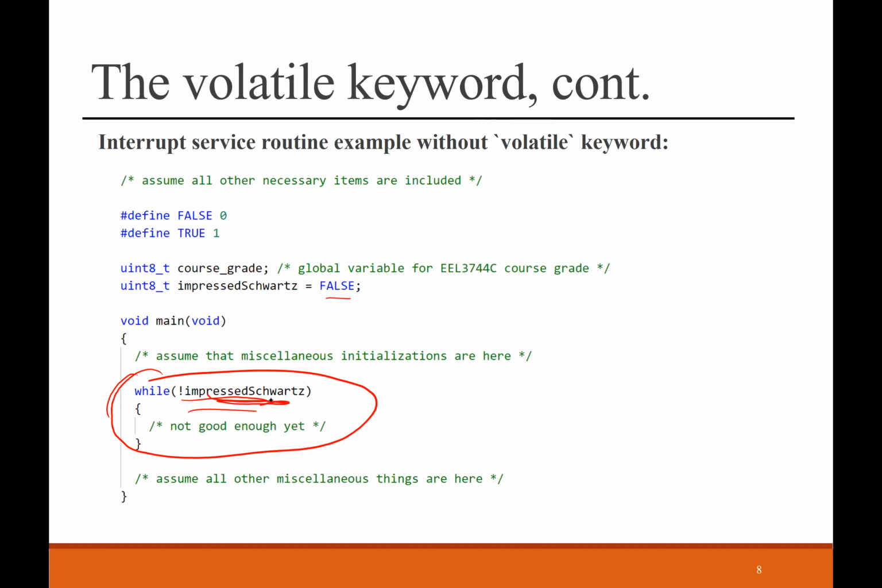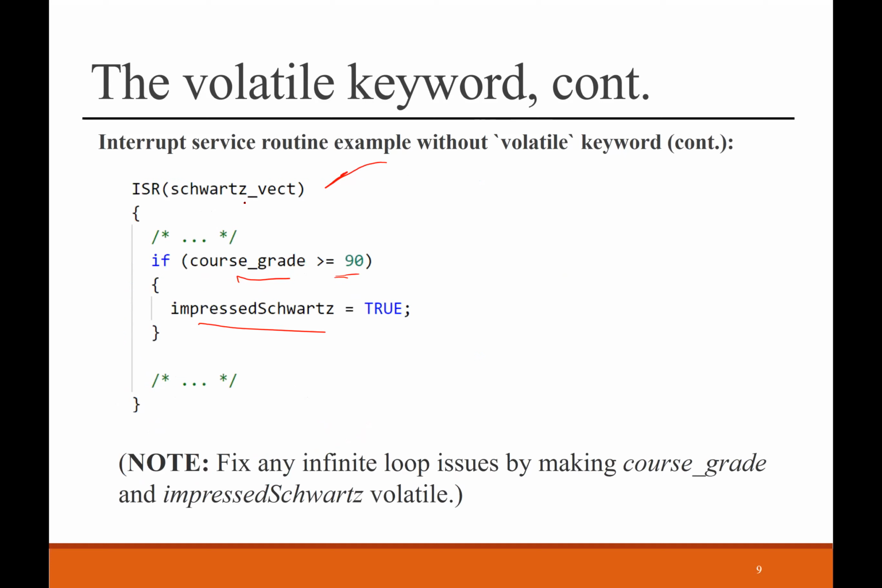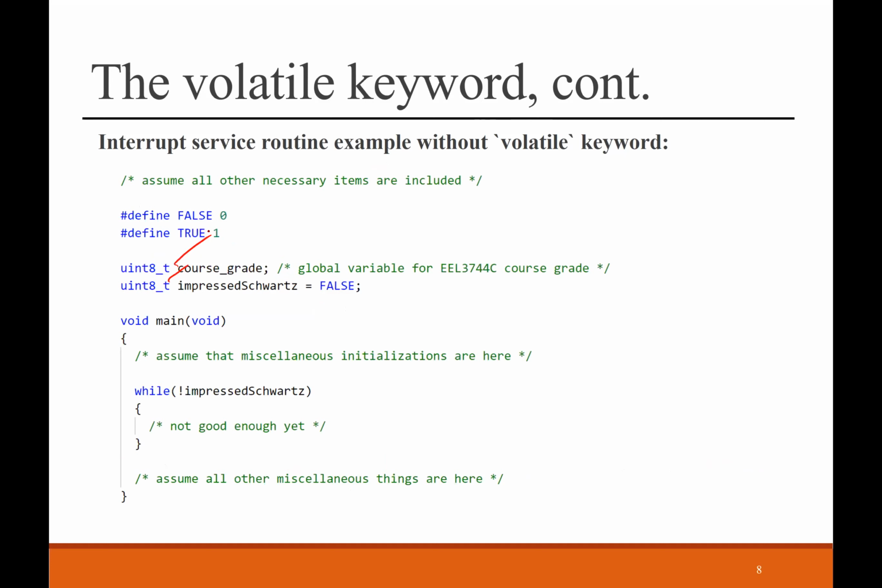Again, if it's compiled away to this always being evaluated as a while one, you're never going to get there. So what you're going to do is you're going to make this and this a volatile. You definitely have to make Impress-Schwarz a volatile. Course grade, since it's in this ISR, it may be that you don't, but the best answer is make both of these volatiles, and then it should work. So if you make both of these guys volatile, this code will actually do what you want it to do. Okay, so that was volatile.